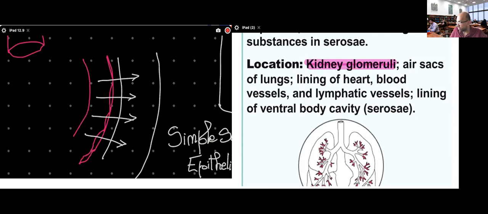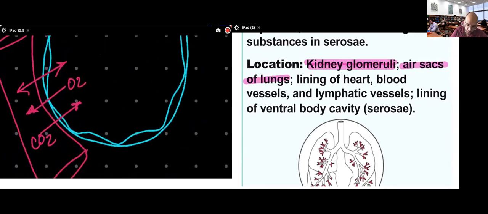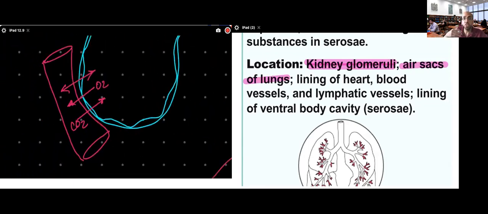Where else? In the air sacs of the lungs. Again, why in the air sacs? Because this is where we are conducting the gas exchange. So in order for the oxygen to travel very fast from the air sacs to the blood vessels, and for the carbon dioxide to travel from the blood to the air sacs, I need a minimal resistance in between. So the lining of the air sacs is going to be formed of one row of flat cells, providing me with a minimal possible resistance.